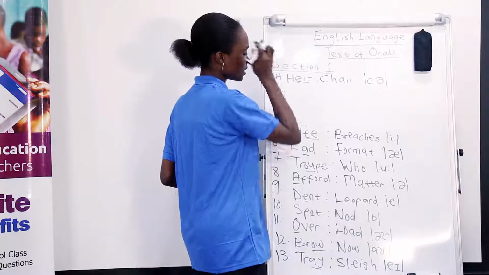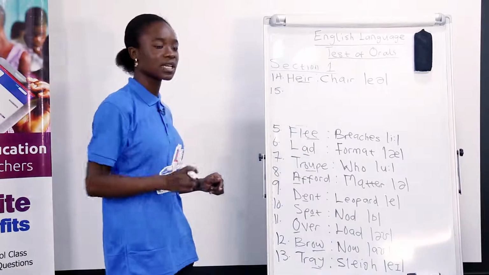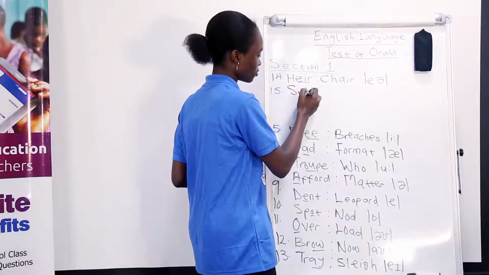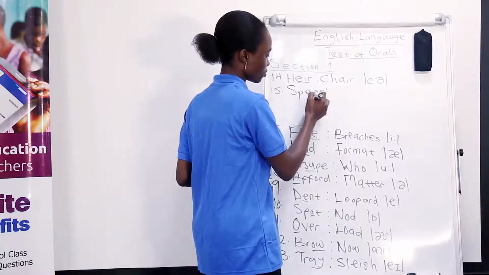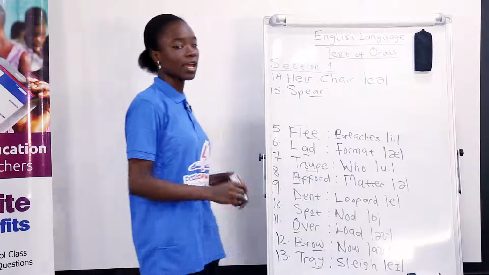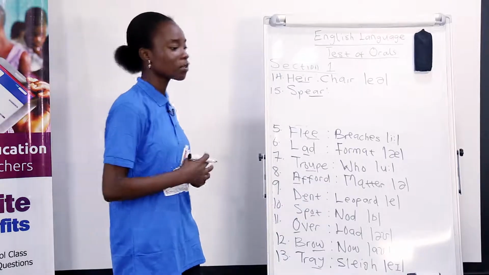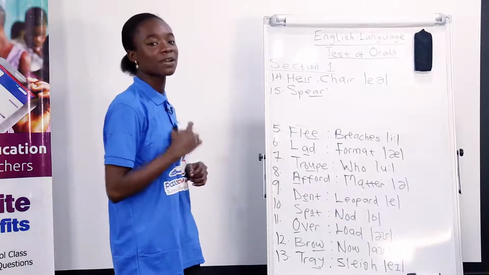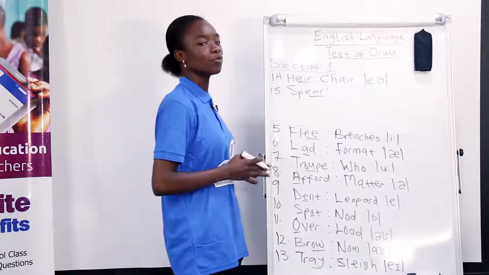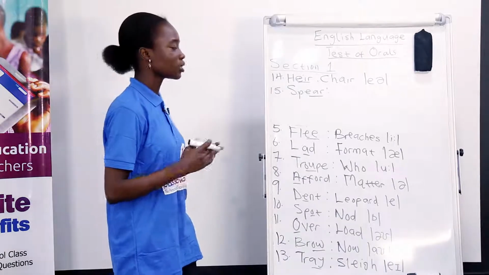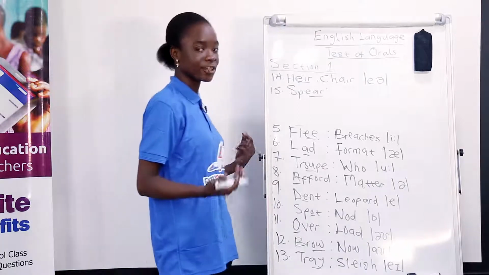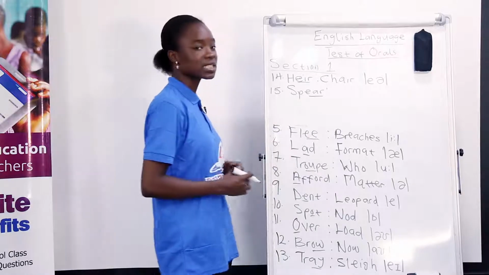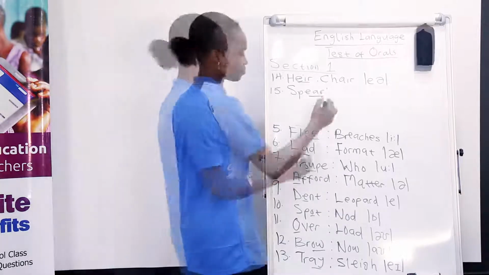And finally, for this section, number fifteen, we have spear. Option A, we have feet. Option B, we have eat. Option C, we have weird. And option D, we have wear. The correct answer is weird.